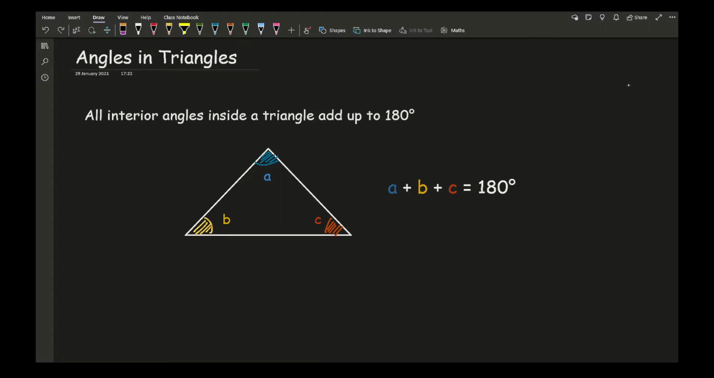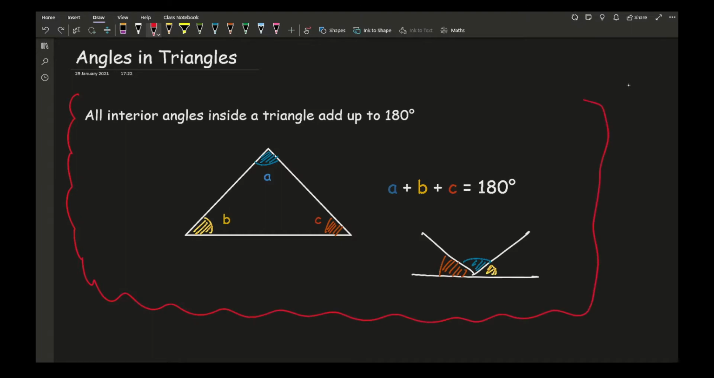Now, if you were to draw a triangle, cut out the angles, and then attach the angles like a bit of a jigsaw, then you would find that those three angles would lie on a perfect line. And that's one of the key principles of this particular rule. And like I said, this is a key principle that we're going to be recalling when we go through several examples to answer questions involving angles and triangles.